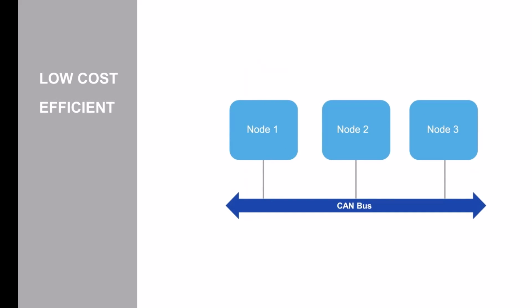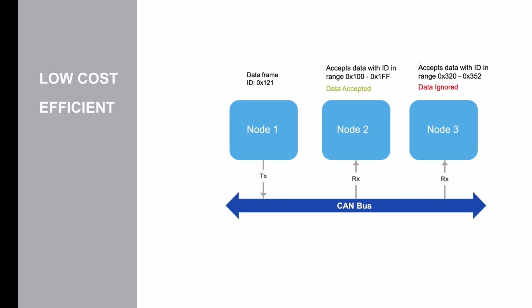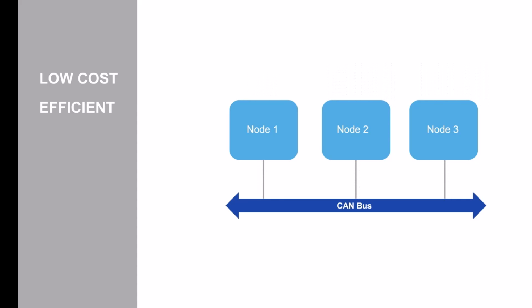CAN is efficient. The protocol is message-based, meaning every node on the network can send and receive messages and can determine if a message is relevant to them or should be ignored. Only one message can be transmitted on the CAN bus at a given time. An arbitration ID within the CAN frame indicates message priority, allowing higher priority messages to continue with no delay while lower priority messages wait, thus avoiding message corruption caused by collision.